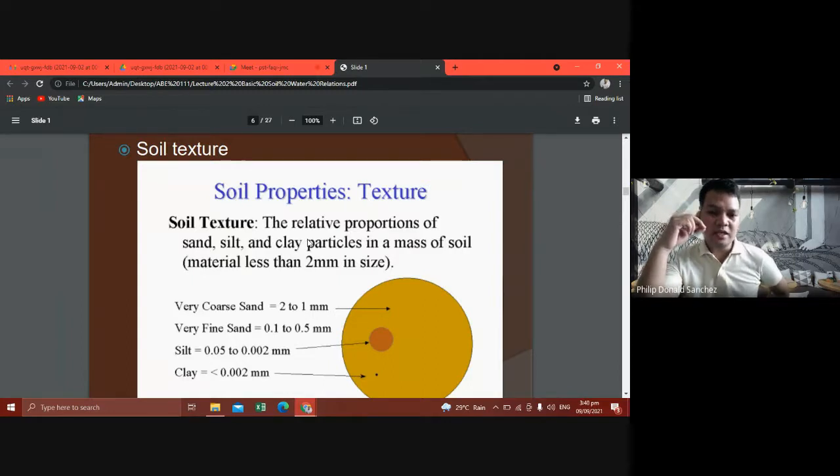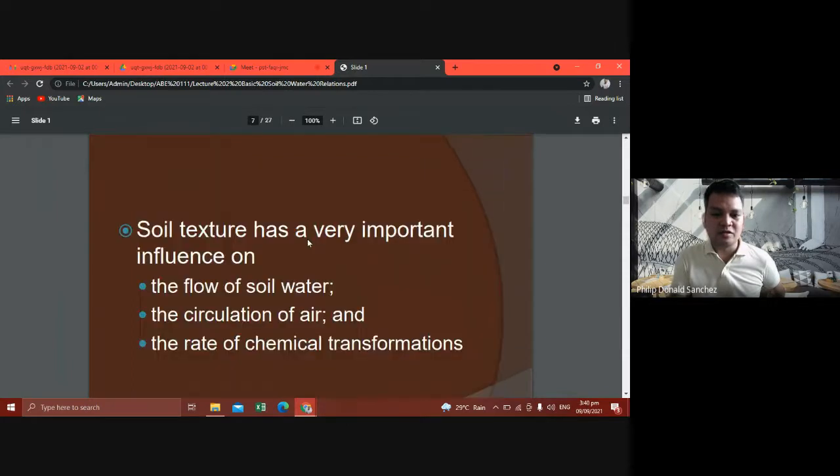Soil has texture according to its measurement. If you grind it, the grains are of different kinds, unless you grind it finely so they are all alike and it becomes clay. That's why the texture classification of soil is defined into very coarse sand, very fine sand, silt, and clay, which we already mentioned last week in our meeting. So that is its classification.